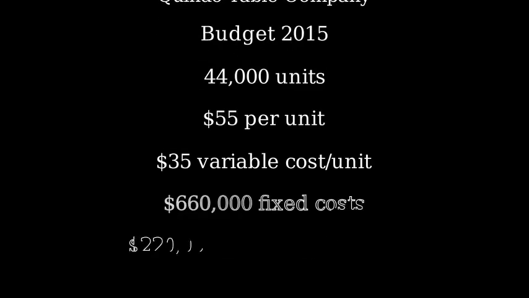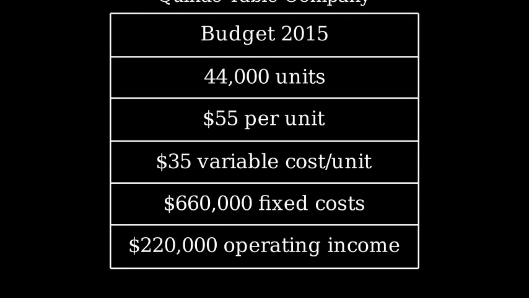Let's start by looking at the company's budgeted figures for 2015. They plan to sell 44,000 tables at $55 each. Their variable costs were budgeted at $35 per unit, with fixed costs of $660,000. The expected operating income was $220,000.